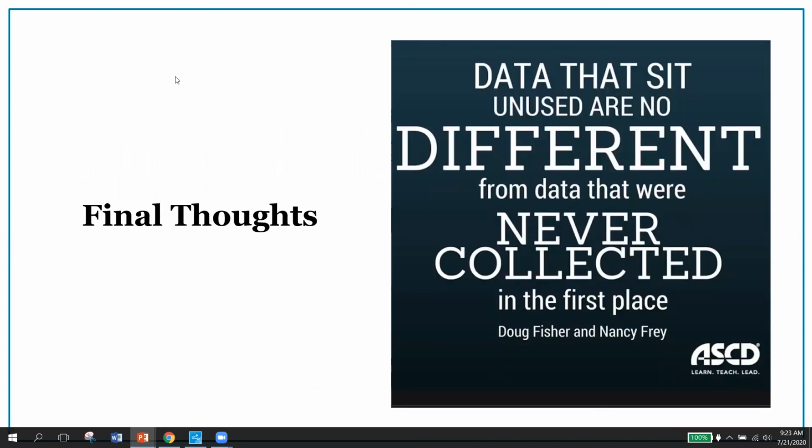As we conclude this session, please keep in mind these words from Doug Fisher and Nancy Fry. Data that sit unused are no different from data that were never collected in the first place.